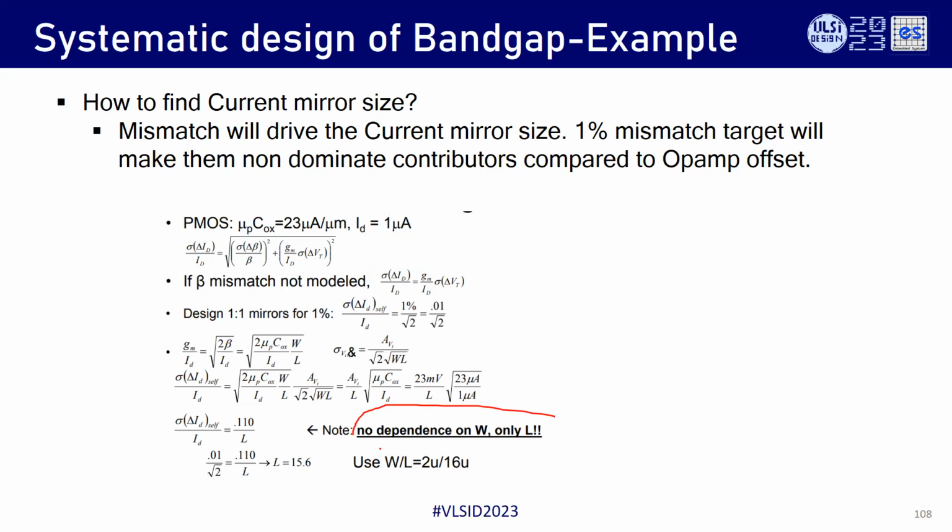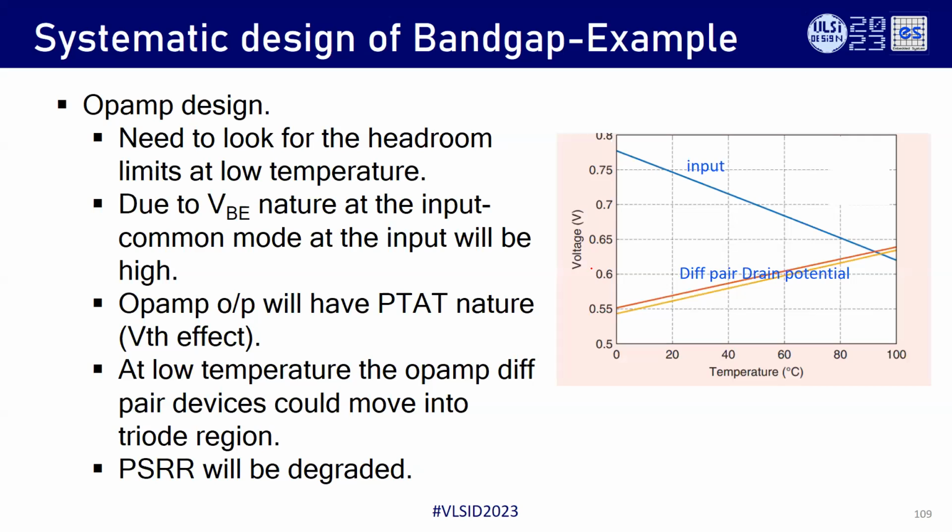And the important thing is that the PMOS current mirror mismatch only depends on the W, not on the L. When you design the op-amp, the important point to be considered is that the input common mode voltage of the bandgap op-amp has a CTAT nature. At low temperature it is high and keeps coming down, whereas the diff pair output is kind of PTAT.